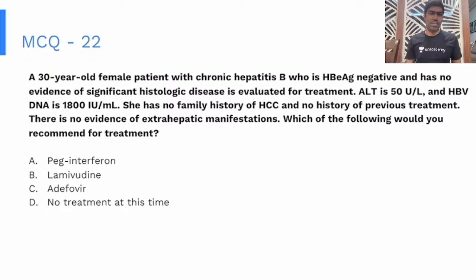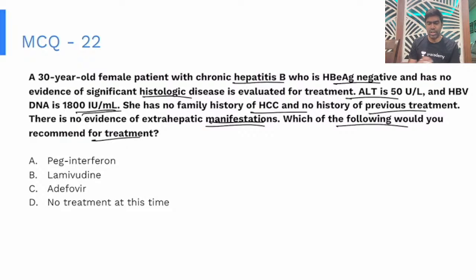Now coming to MCQ number 22. You have a 30-year-old female with chronic hepatitis B and HBeAg negative status and has no evidence of significant histological disease. Evaluated for treatment, and ALT is 50, HBV DNA is 1800, and no family history of HCC, no history of previous treatment, no evidence of extrahepatic manifestation. What will be the following recommendations for therapy? So this is a typical question based on Harrison, nothing more than that.